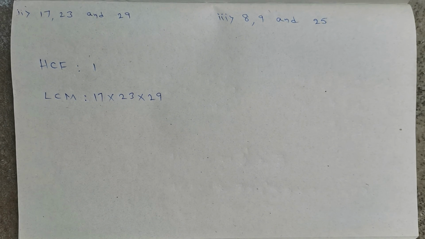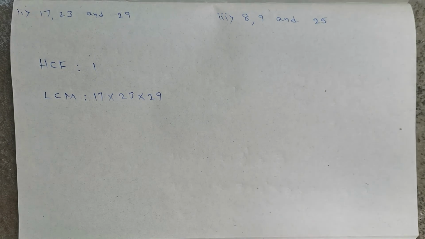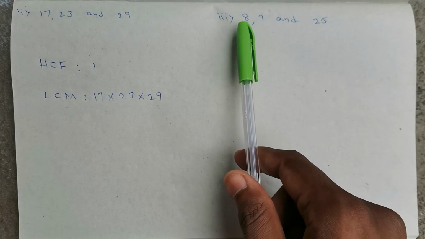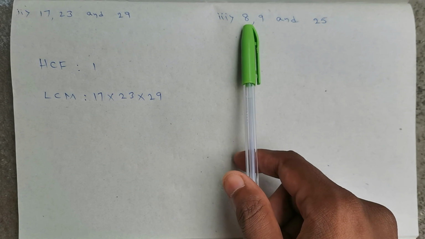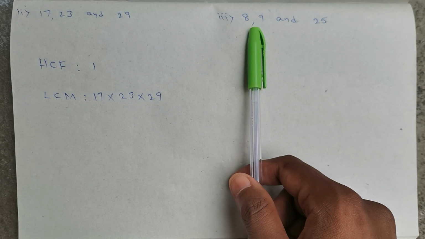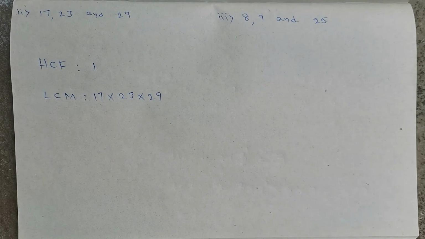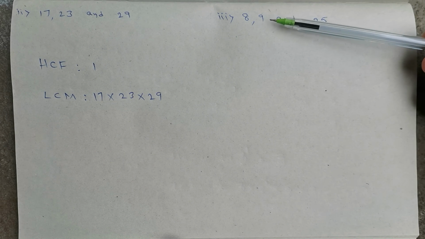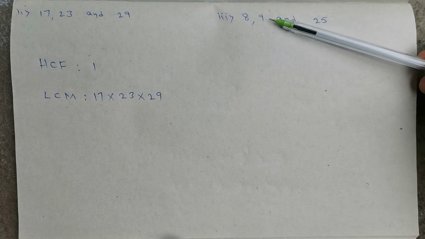Okay, next question. 8, 9 and 25. If we observe these 3 numbers clearly, 8 will come in 2 table, 4 table and 8 table. In 2 table, 4 table, 8 table, 9 won't come, 25 won't come. Next, 9 will come in 1 table, 3 table and 9 table. Leave the 1, 3 table and 9 table.